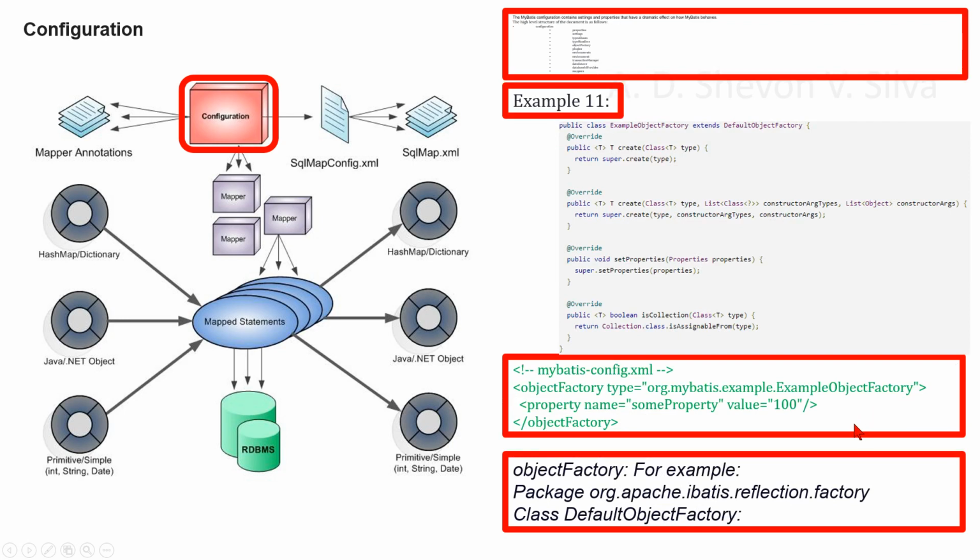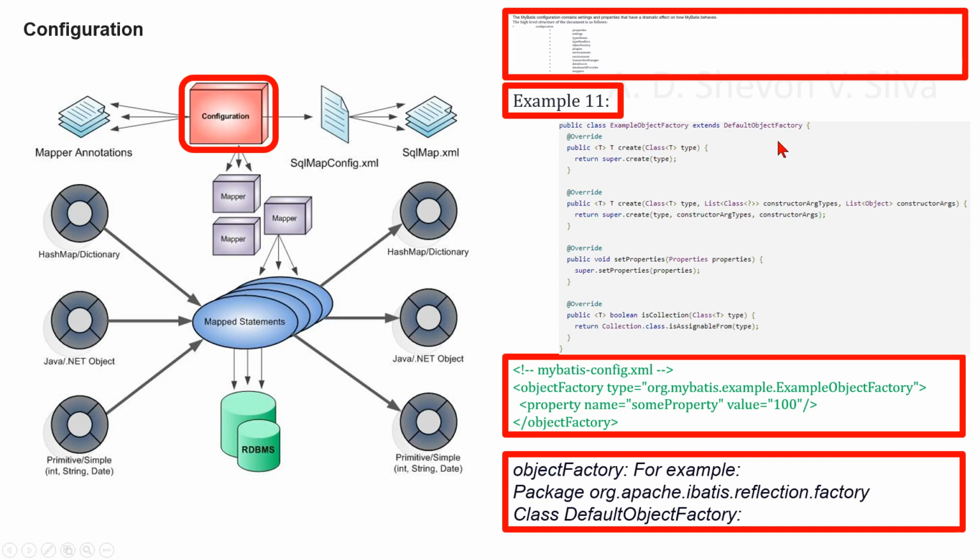Now we are considering the object factory. For example, here is the class DefaultObjectFactory, which is in org.apache.ibatis.reflection.factory. Each time MyBatis creates a new instance of a result object, it uses an object factory instance to do so. The default object factory does little more than instantiate the target class with the default constructor, or a parameterized constructor if parameter mappings exist.